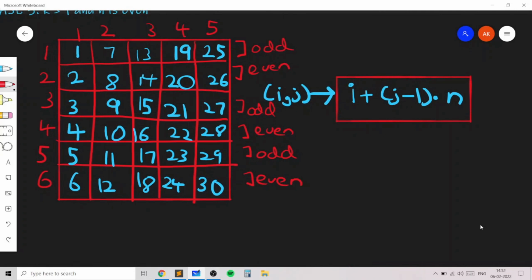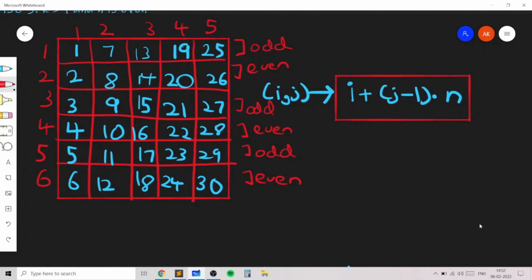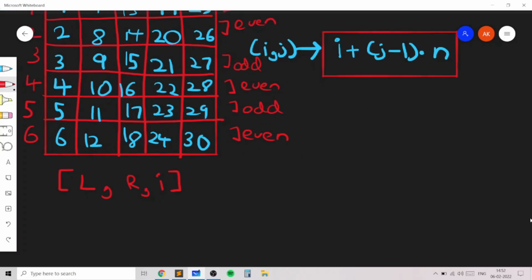So the key idea is that when you're taking the sum of the range L to R and you're on the ith row, we know that the first element will be i plus L minus 1 into n, because you are at the element i comma L, and we know that i comma L will be i plus L minus 1 into n. So this is the first number.